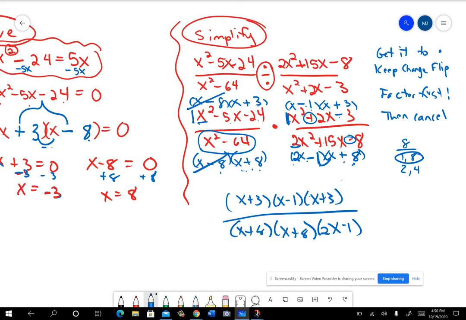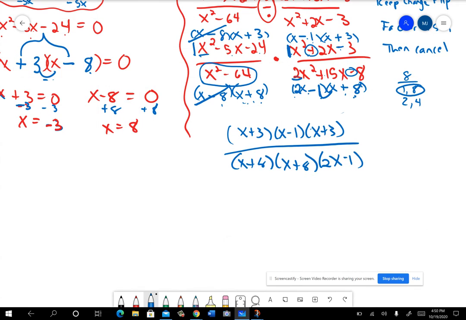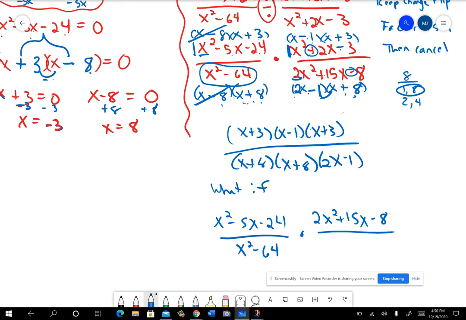Okay. All right. All right. But what if we had the x squared minus 5x minus 24, the x squared minus 64? What if it started out as a multiplication problem and it had it this way? So this is different. I just want you not to cancel these two because they're in the same location, both on the bottom. They don't cancel, they're both there.